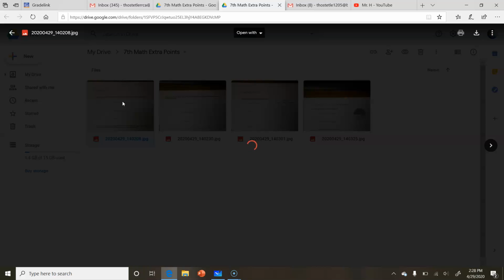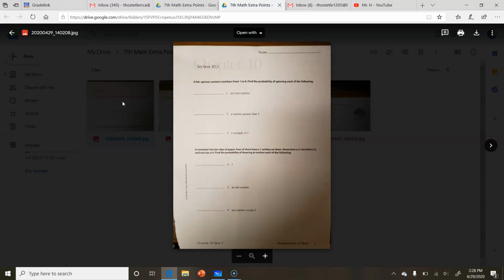So this first page is on probability. And as you can see, it's a fair spinner, 1 to 8. So what's the probability that you'll get an even number? So you count how many even numbers are between 1 and 8. And then you write what that ratio is. The probability you get a number bigger than 5 or a multiple of 3.